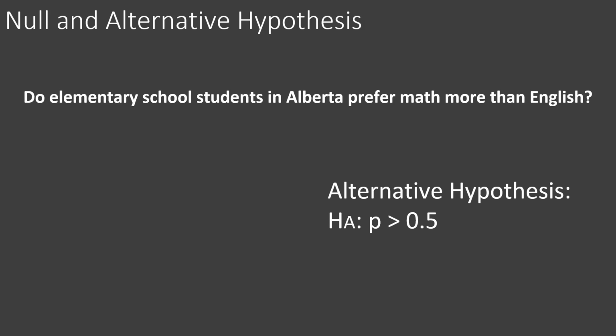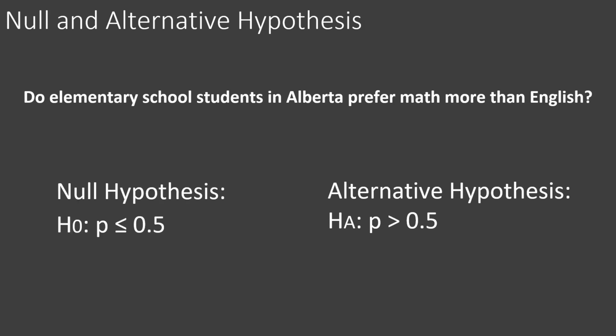Because as long as over 50% of the students prefer math, you could statistically say that elementary school students in Alberta prefer math over English. The null hypothesis is going to be the opposite of that, so it's p is less than or equal to 0.5. Basically, the alternative and null hypotheses are opposites.